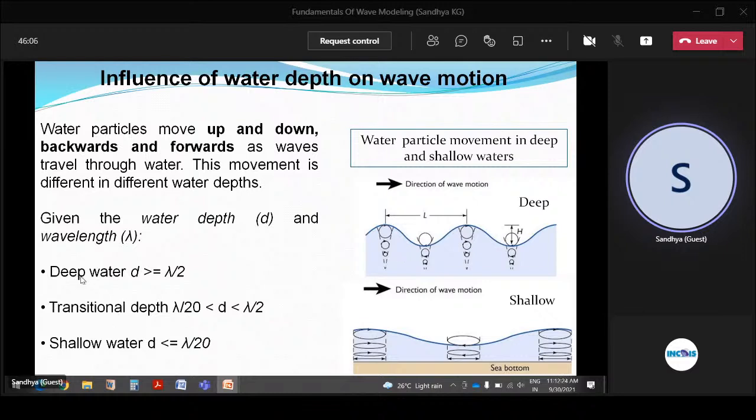This is a rough definition of the deep ocean: wherever the water depth is greater than or equal to wavelength by 2, you call it a deep ocean. And shallow water is where the water depth is less than or equal to wavelength by 20. And in between, it is transitional depth water. Now, in deep ocean, water particles experience a circular motion, and the radius of the circle reduces exponentially as you go down. In shallow water, it is elliptical, the minor axis reduces as you go down, and it becomes a to-and-fro motion of the water particle.